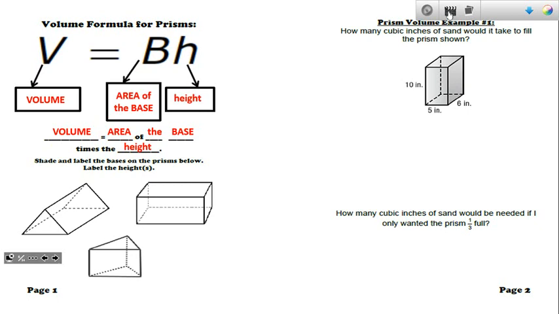Label the heights, right? So this is where we have the colors for the markers and the highlighters. All right, so the first thing we're going to do is shade and label the bases. Well, this first one we know, right? We see the triangles on the ends. We see the rectangles on the sides and on the bottom. This is a triangular prism. So go ahead, highlight that, or color it in.